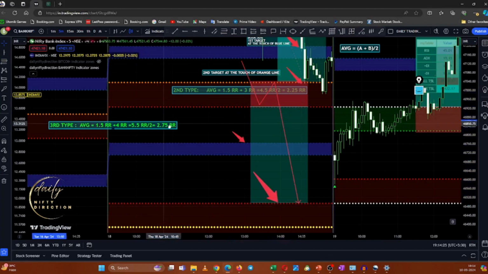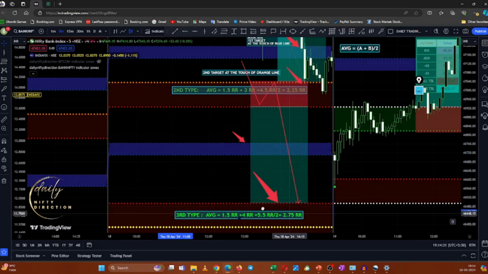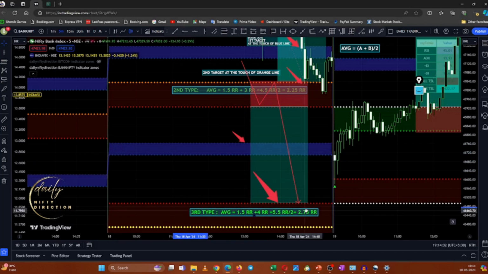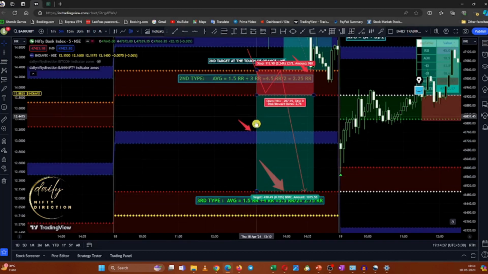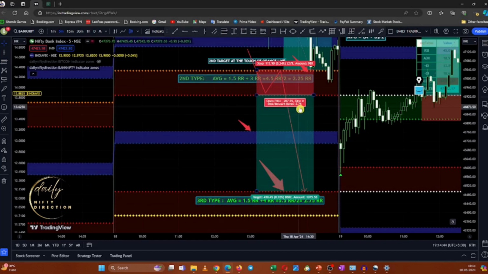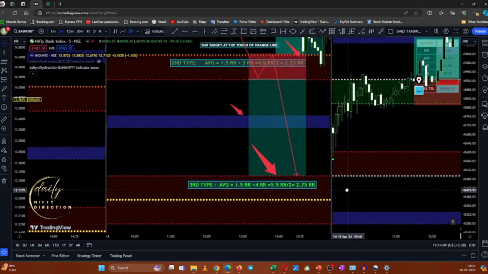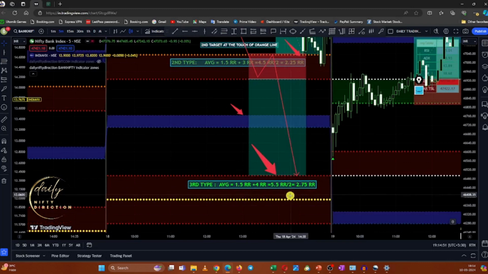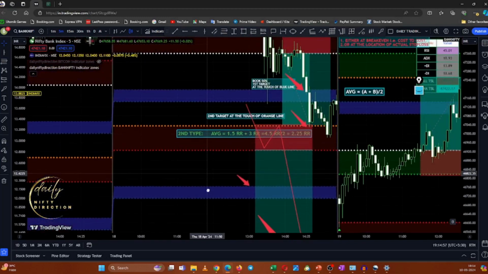So what is the average after both the targets get hit on the third type of trade? 1.5 RR plus 4 RR is 5.5 RR, divided by 2, that is 2.75 risk reward.